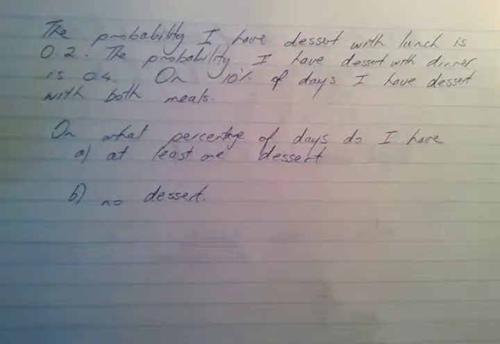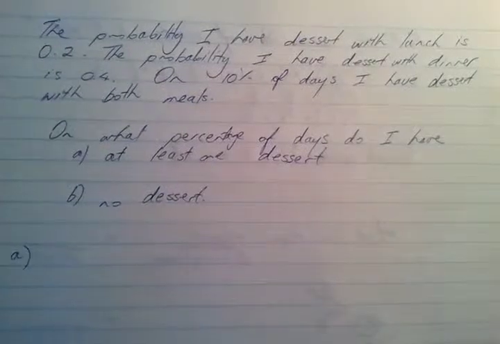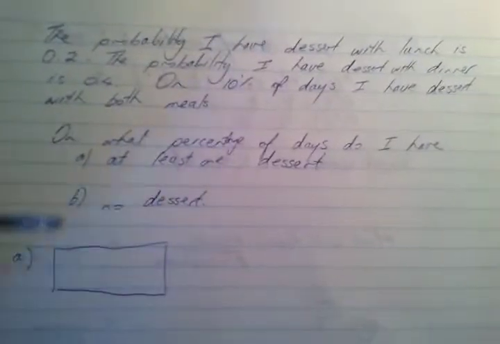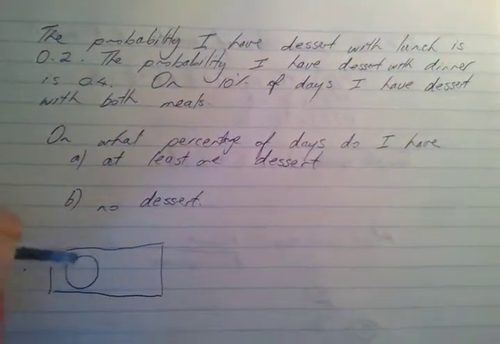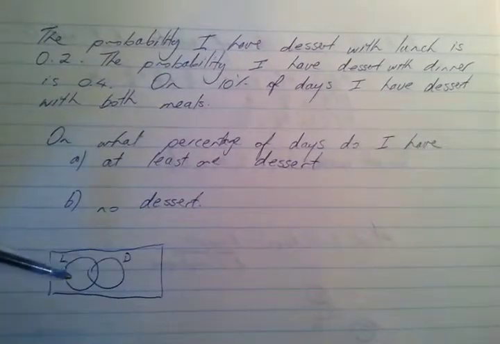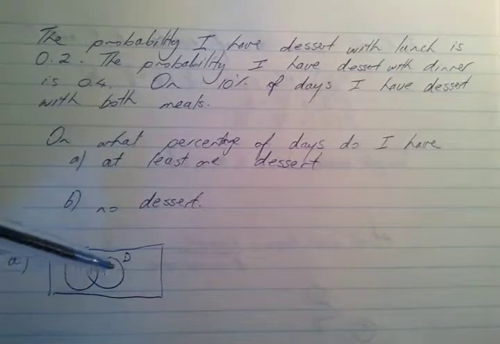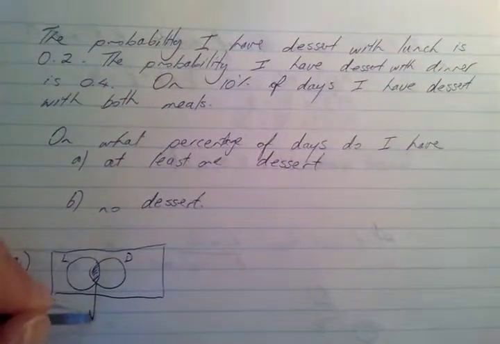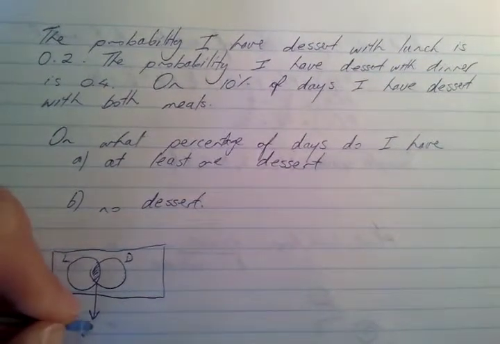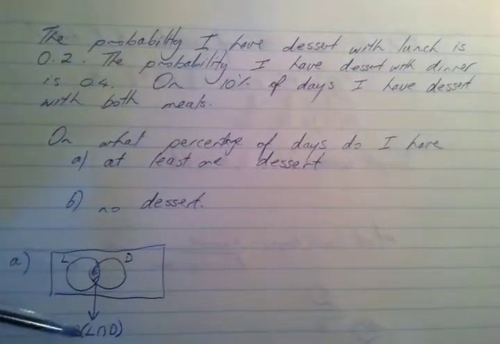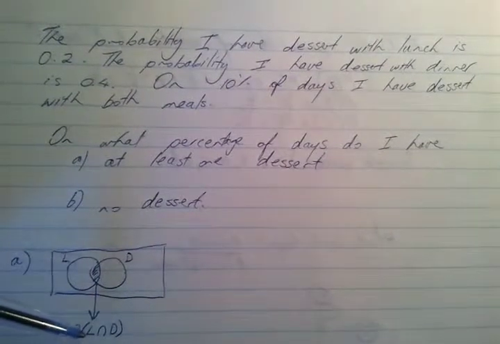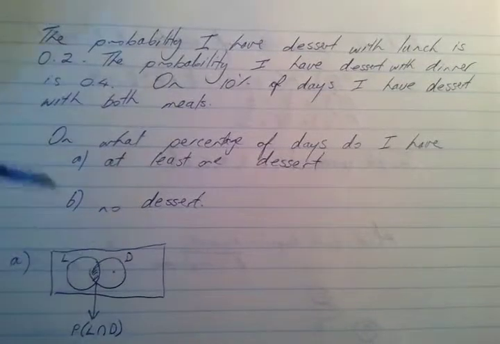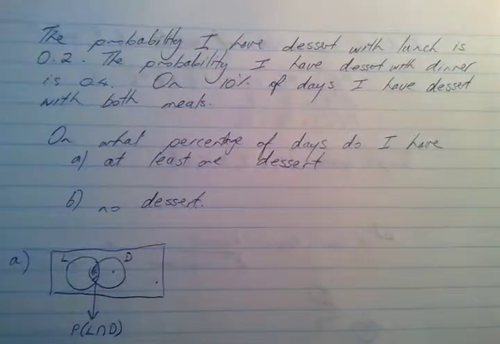Well, like the notes say, sometimes a Venn diagram can be useful in these, even if it's just to give you an idea of what's going on. So what we are looking for, because we know that sometimes I have dessert with both meals, we've got lunch and we've got dinner. When I have dessert, I might just have dessert with lunch, or I might just have dessert with dinner, or in here I have dessert with both. And this bit in the middle is referred to as the probability of lunch intersection with dinner. So this would be saying the probability that I have dessert with lunch and also with dinner. Out here, this is the probability I just have dessert with dinner. Out here is the probability I don't have any dessert at all.